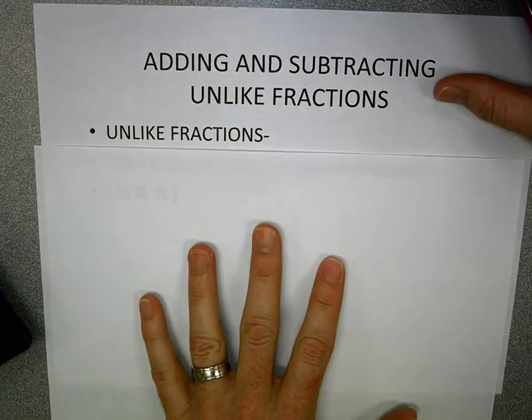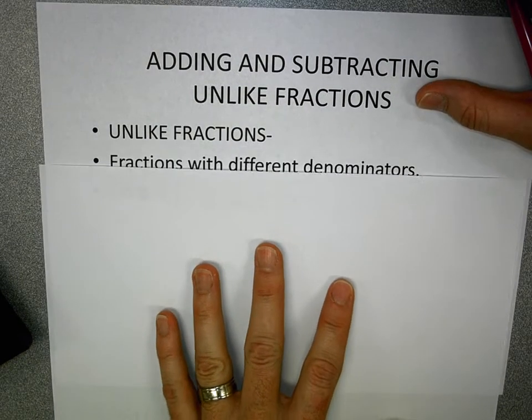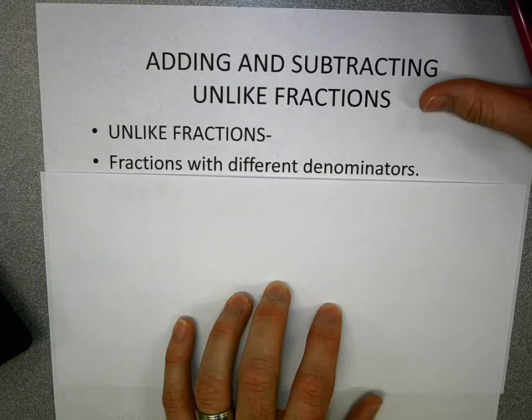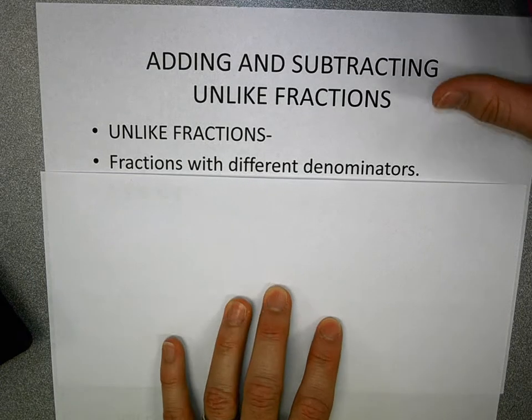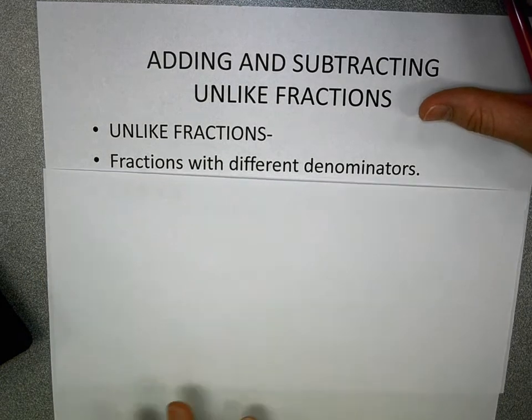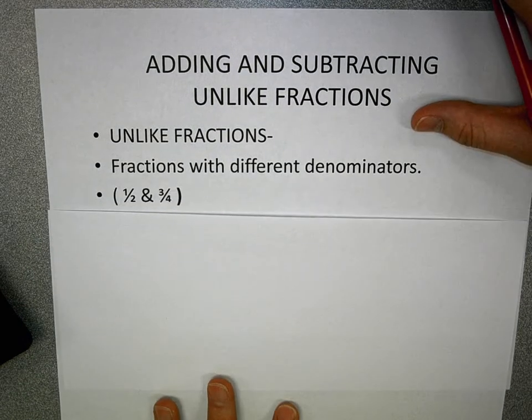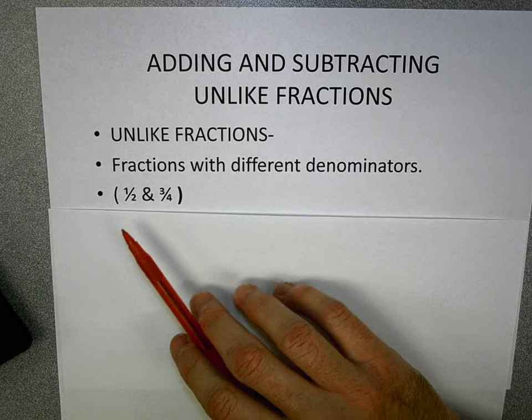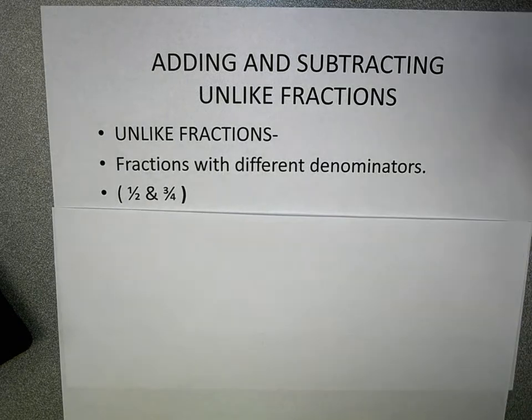Okay, so unlike fractions, the book says they are fractions with different denominators. Fractions with different denominators. Okay, so in your little box there, 1/2 and 3/4. Obviously, 1/2 has the 2, 3/4 has the 4. It means they're unlike fractions. So that's all we're doing today. We're adding and subtracting fractions like this.